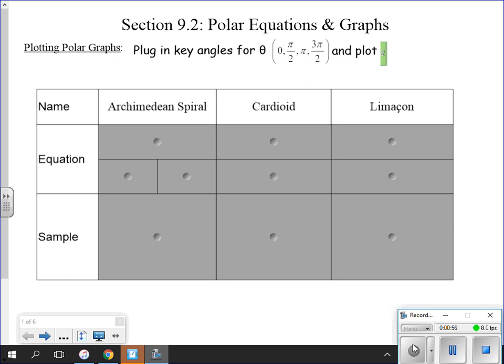Okay? Now, there are essentially 3 types of graphs we're going to cover in here. Or actually 4, because we're going to get to the next ones. The Archimedean spiral, which is very similar to the circle. Remember, the circle was r equals theta. That was the circle. Okay. This one, r equals some constant a times theta.